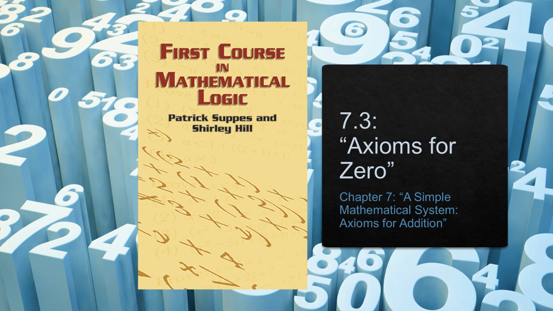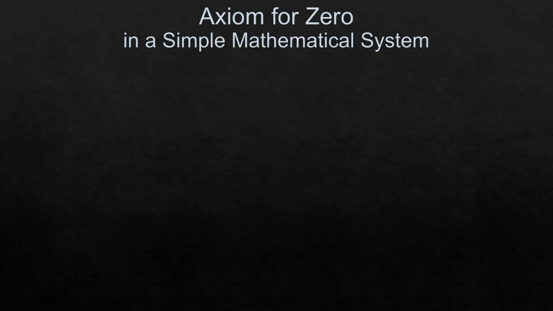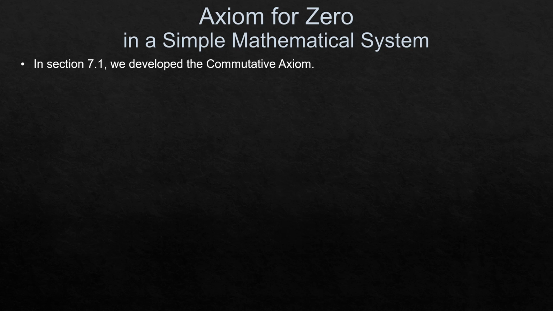Howdy, in this video we will look at section 7.3 of the Sobolev Hill textbook, Axioms for Zero, as we build a simple mathematical system. In section 7.1 we developed the commutative axiom, namely for all x and for all y, x plus y is equal to or identical with y plus x. And this is just a basic property of addition.